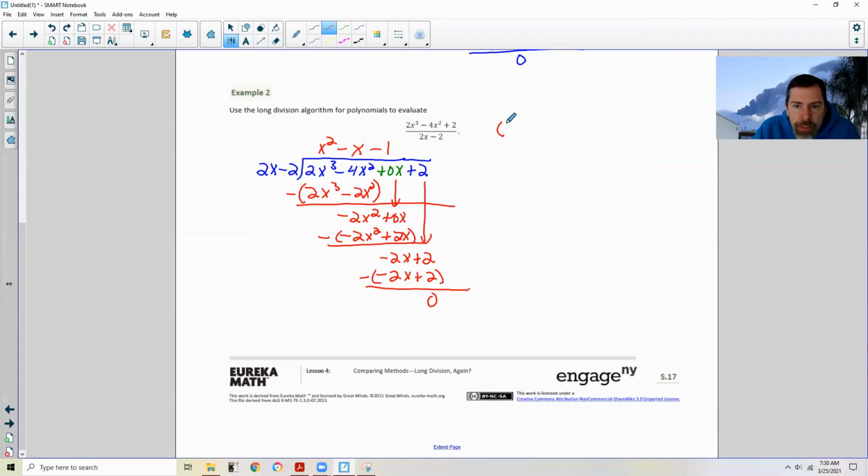So what this means is if we take 2x minus 2 times x squared minus x minus 1, and I distribute that all throughout, I am going to get that numerator. We just found the other factor of this numerator by dividing.